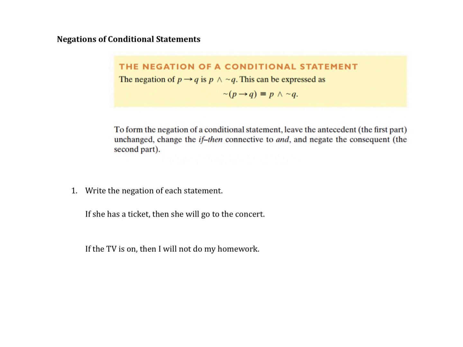So let's look at an example. If she has a ticket, then she will go to the concert. I'm going to get rid of the if and the then and change it to an and statement. We're going to keep the first simple statement the same: she has a ticket. Where it said then, I'm going to put and, and then I'm going to negate the second simple statement. Instead of she will go to the concert, I'm going to say she will not go to the concert.